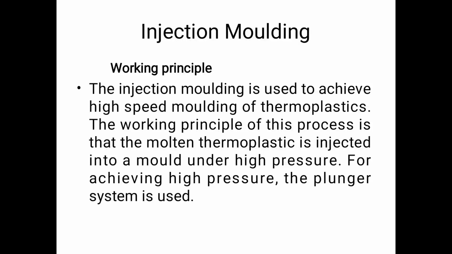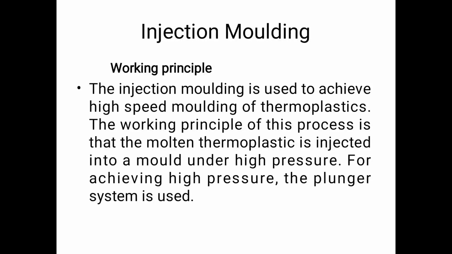The working principle of injection molding: injection molding is used to achieve high speed molding of thermoplastics. The working principle of this process is that the molten thermoplastic is injected into a mold under high pressure. For achieving high pressure, the plunger system is used.